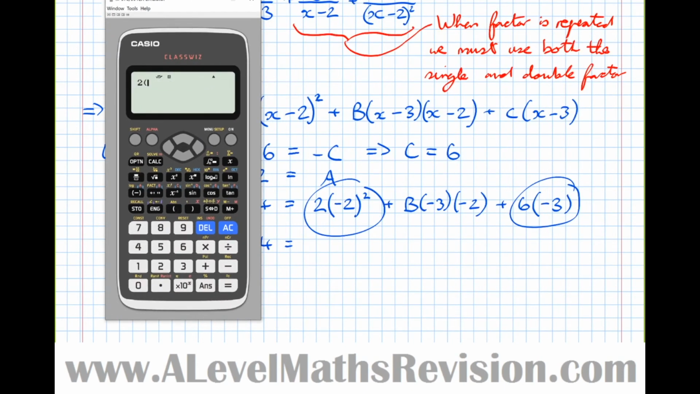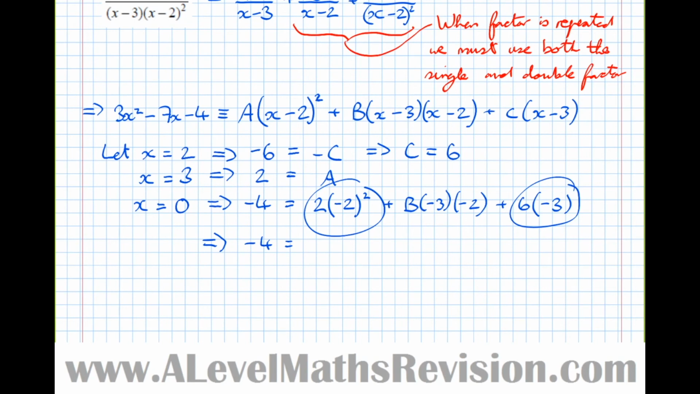So 2 lots of minus 2 squared plus 6 lots of minus 3 minus 10. So minus 4 equals minus 10, and 3 times 2 is 6, so plus 6b. Taking the minus 10 over the other side, we get 6 equals 6b, which means that b equals 1, and we're done.